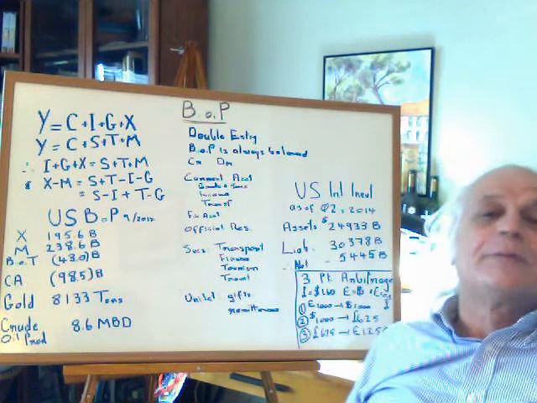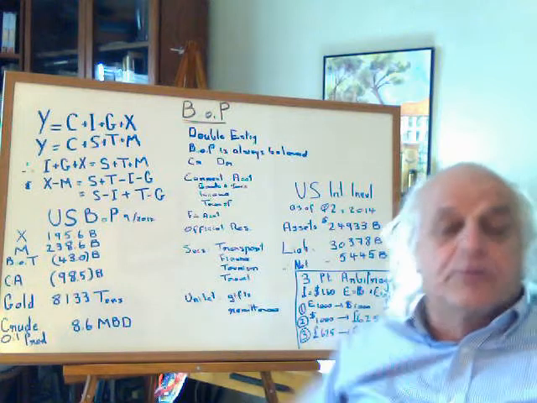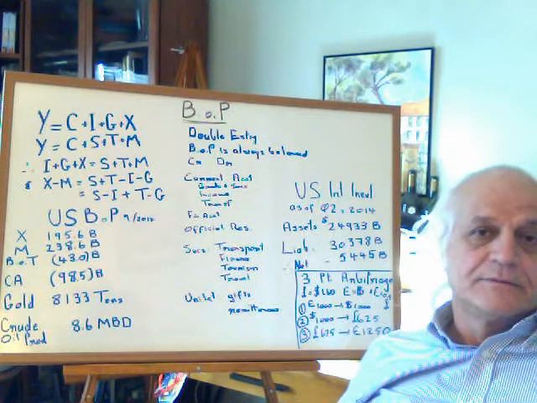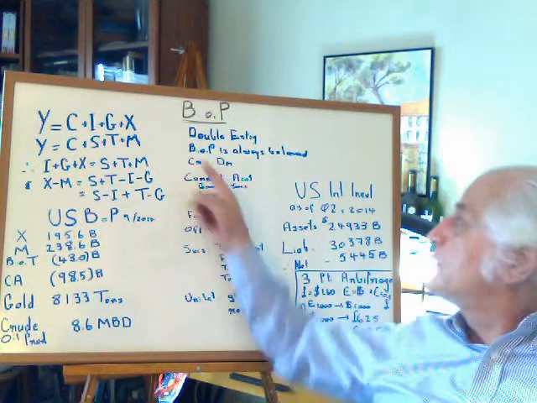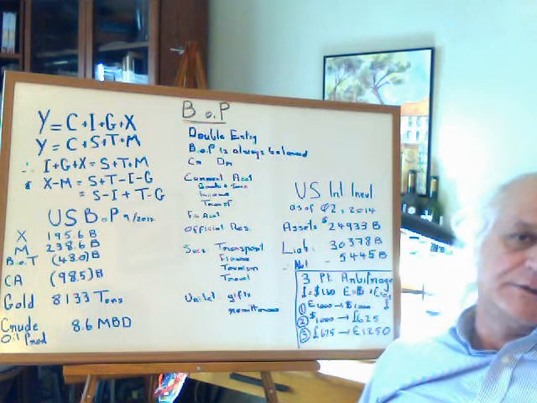Whenever one uses double entry bookkeeping, it's like a checkbook. The accounts must always balance. So a balance of payment, because of double entry bookkeeping, is always in balance.